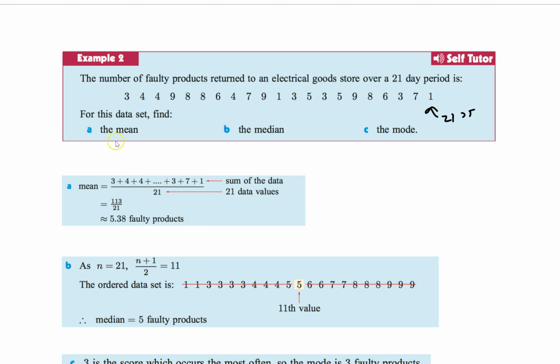So if I want to find the mean, I'm not going to bore you and write it all out, but all you do is add them all up and divide by 21, and you get 5.38. If you want to find the median, the median is the middle one. Now that's a little trickier. You've got to put them in order. That's very important with the median.